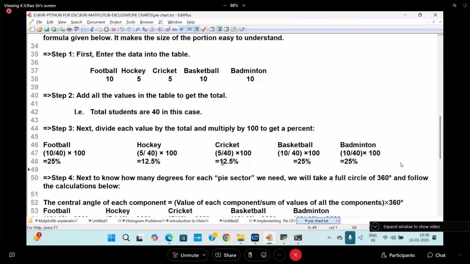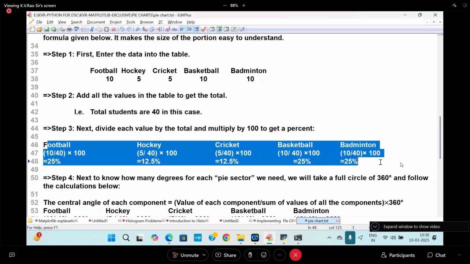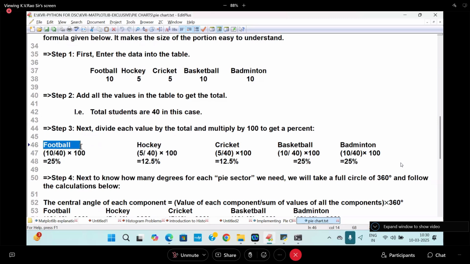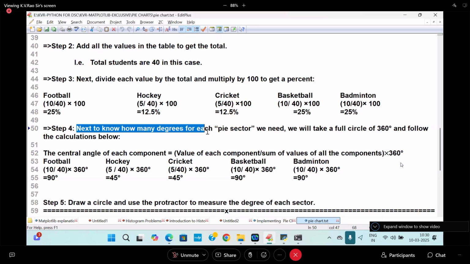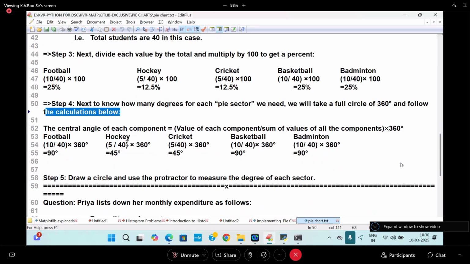So football is 25%. Like that, these 100% values are to be represented in how many degrees? 360 degrees. So how many degrees will football take? How many degrees will hockey take? In 360 degrees, I want to make it fit. Next, to know how many degrees each pie sector needs: football is one sector, hockey is one sector, cricket is one sector, basketball is one sector. So we take the full circle of 360 and follow the calculation below.